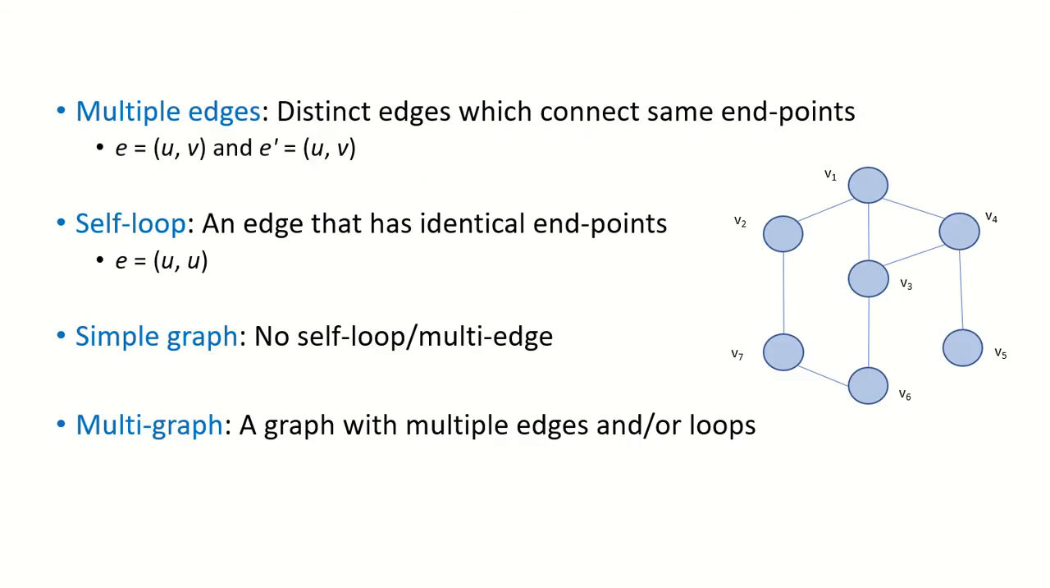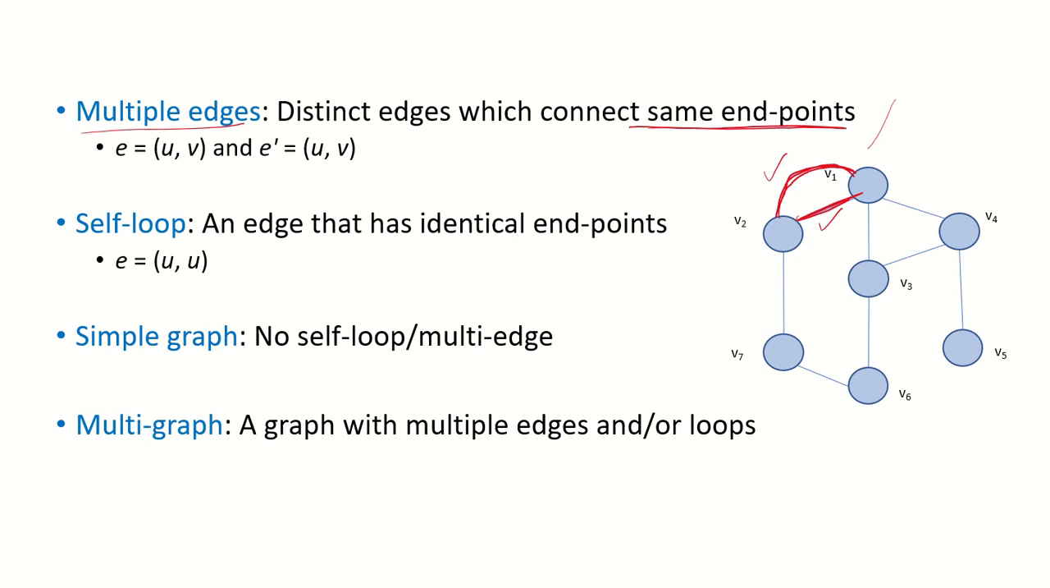When there are distinct edges which contain the same endpoints, that means they are connecting the same pair of vertices, they are referred to as multiple edges. So if this is one edge over here, and suppose there was another edge which was connecting the same pair of vertices, then these two would be referred to as multiple edges.